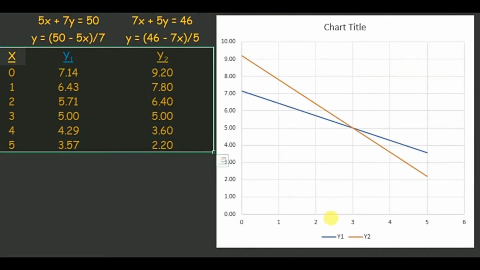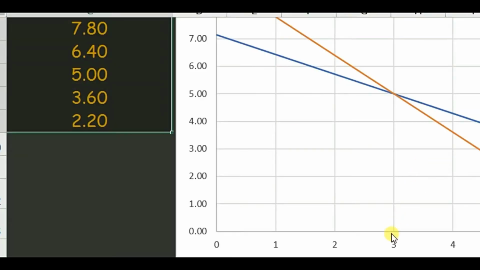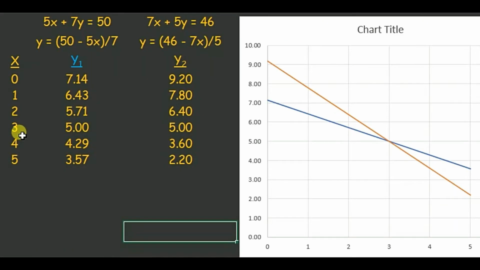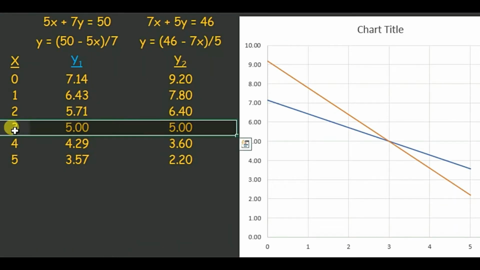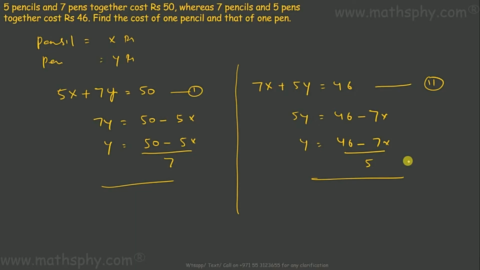Now, the place where these two lines intersect, you can see here, x is 3 and y is 5. So 3 for x and 5 for y. You can see in the table also, when we have x as 3, y1 and y2 are both the same. So the point of intersection would be the answer for this question through this graph. I'll write it this way: the point of intersection is (3, 5).